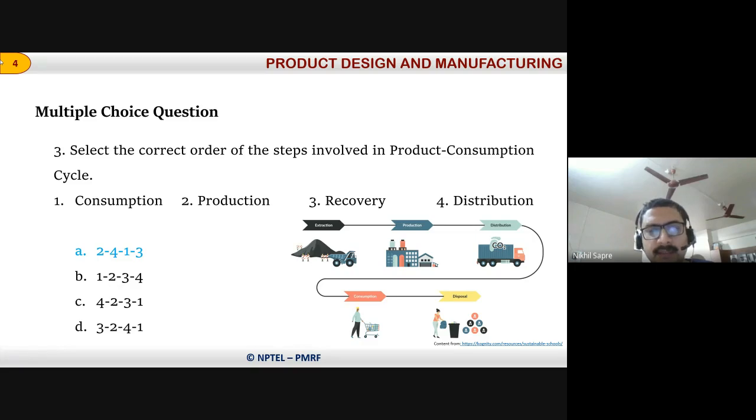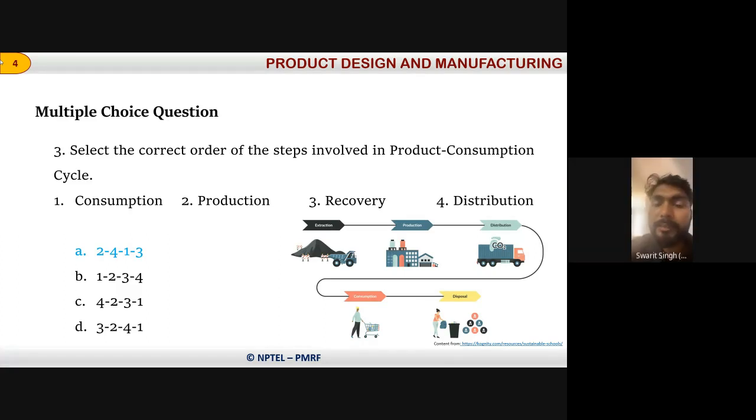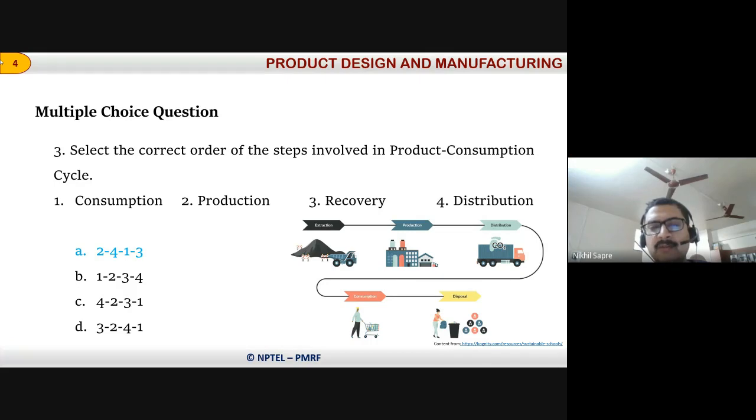Sir, do you mean to say recovery is equivalent to disposal in this diagram? Yes, recovery is equivalent to disposal. These terms, like recovery, recycling, reuse of the product, or disposal of the product, are all similar, like synonyms. It is slightly confusing, because recovery may also include extraction, since from the disposed product we sometimes recycle a few things and bring them back.